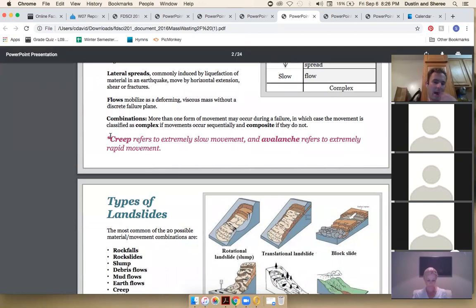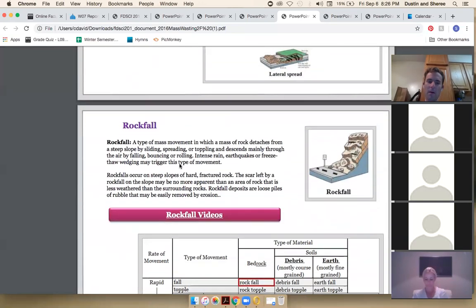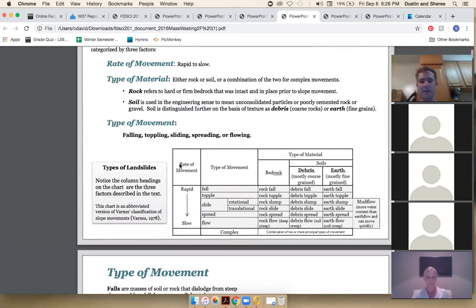Here, and this is a good caveat too, right here that they have. Creep refers to extremely slow movement, whereas an avalanche refers to very fast, rapid movement. What makes this slide so good, they've got the different types. They've got movement type, and then just the type of material that falls in it. So a rock fall, a debris fall, an earth fall, a rock slide, debris slide, earth slide, just different things.